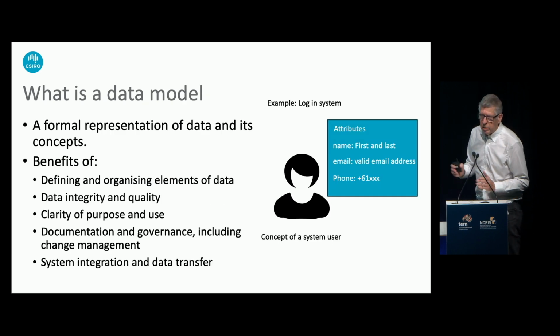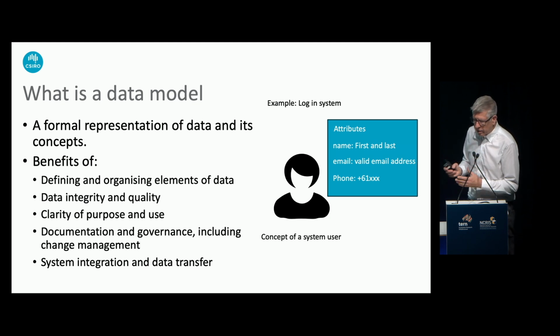So a data model, many of you in this room will know, is a formal representation of a domain, the concepts and the attributes that you care about associated with those concepts. And it has a number of benefits, including it provides an organising framework for your data and then leads to benefits of data integrity and data quality because your data is organised and potentially stored in a standard way.